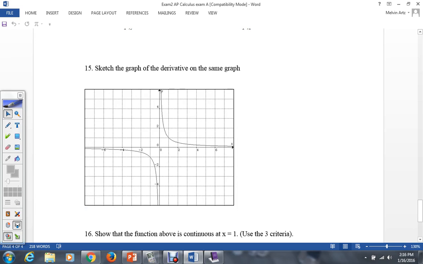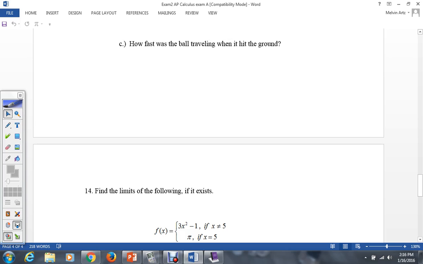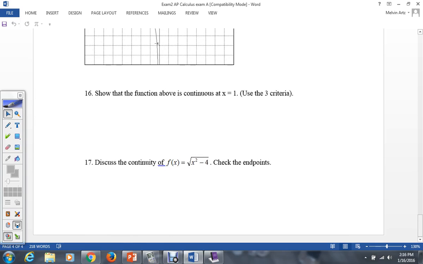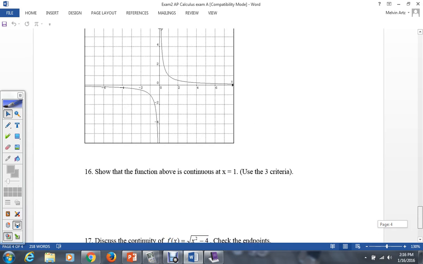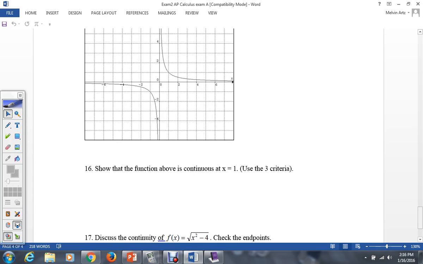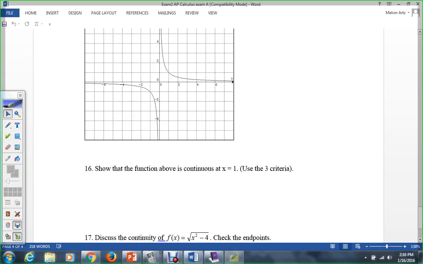(16) Show that the function above is continuous at x equals 1. So let's make sure we can see the graph. Now, if we're going to show a function is continuous at a point, we have to use the 3 criteria. First, is f of 1 defined? Well, looking at this function, it is defined when x equals 1 and it equals 1.